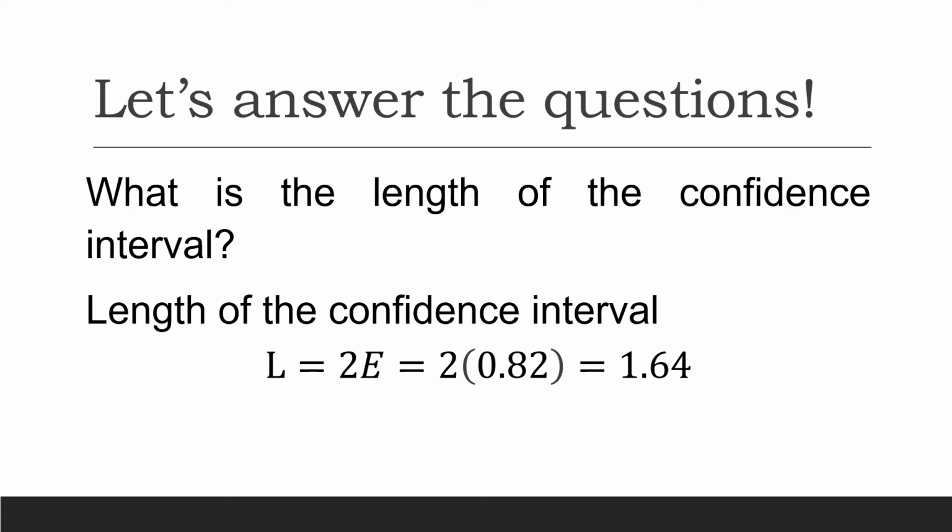For the estimation part 2, or confidence interval part 2. Okay? The question here is, what is the length of the confidence interval? Since we are given the value of E, we're just going to multiply it by 2, meaning 2 times 0.82, and that will be 1.64. So that will be the length of the confidence interval.